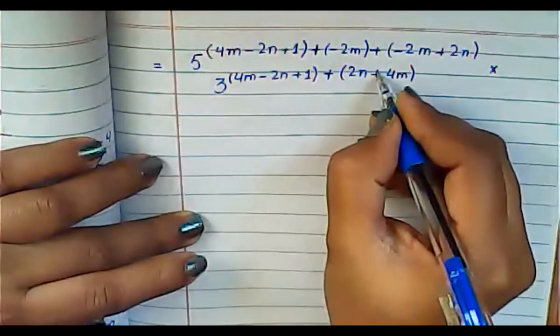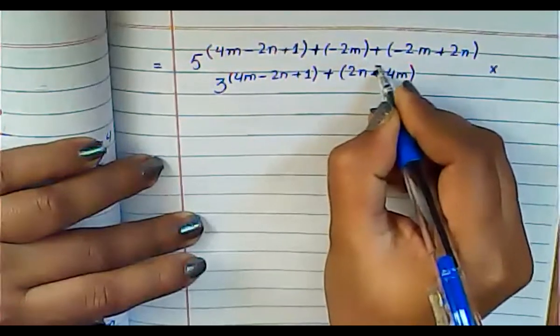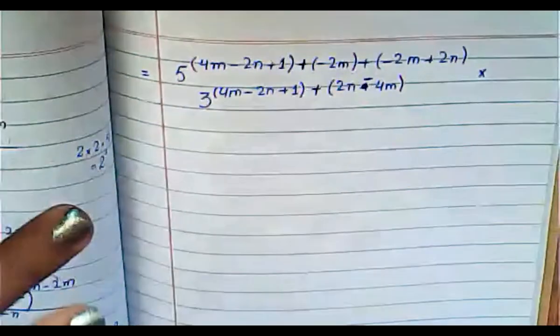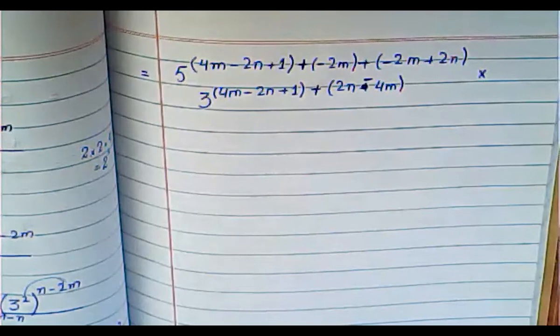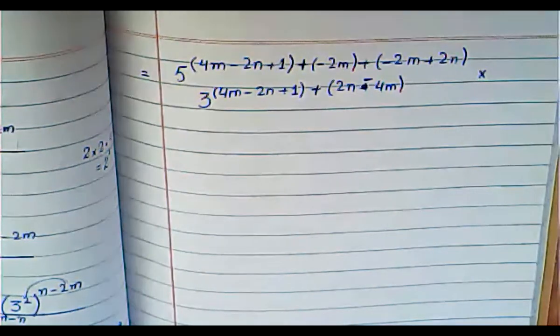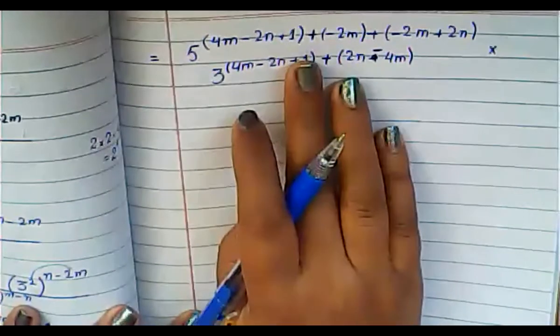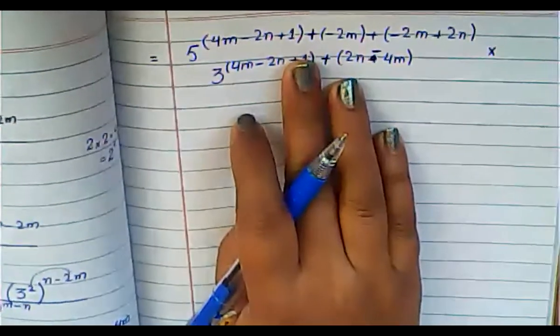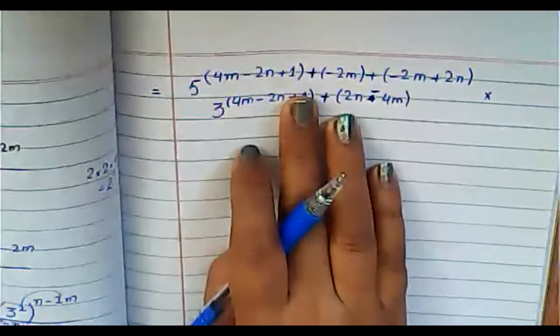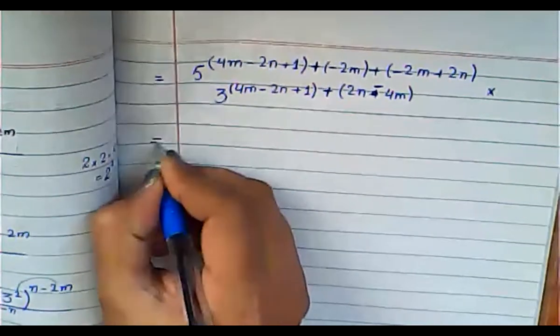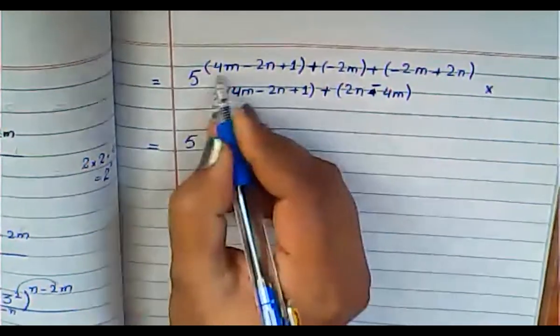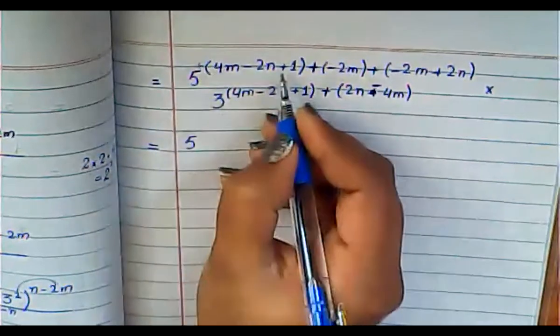This is minus 4m, right? Now, look here. I'm simply going to open the brackets with the plus sign. So here, 5. Without the bracket, it has a plus sign, so no need to check.